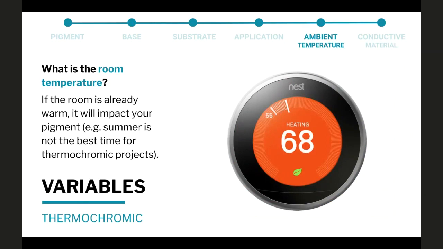So in the summertime, for example, if you are trying to exhibit a project in the dead of summer in an outside exhibition with thermochromic ink, you might have problems getting that same reaction and quick transformation time that you might have had if you were showing this project in wintertime or in a more temperature air-conditioned setting.